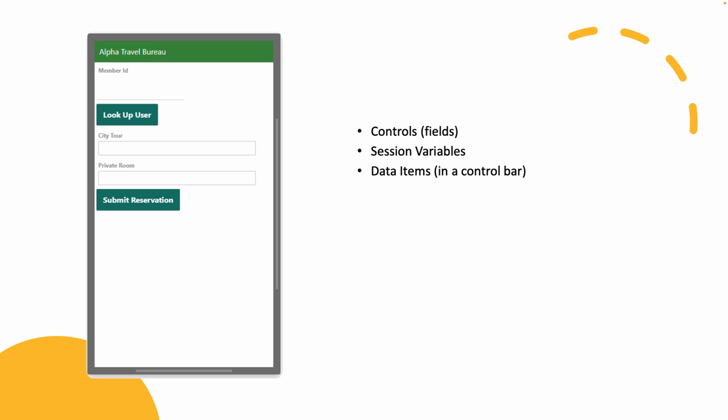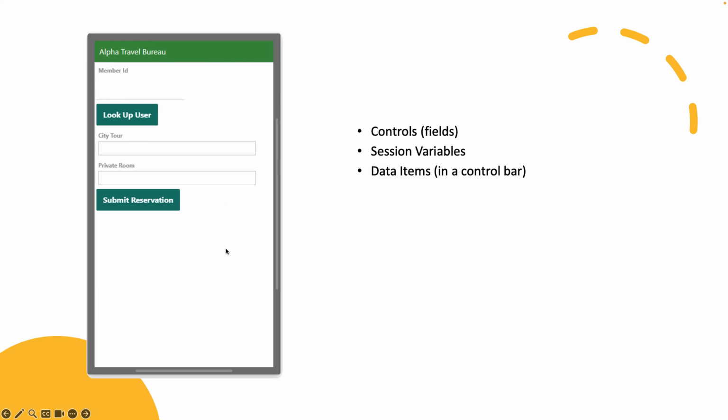So we're going to take a look at passing values within apps, and we're going to do it by taking a look at a really simple sample application that I have built called the Alpha Travel Bureau app. The Alpha Travel Bureau app basically works like this. You enter in a member ID, it looks up that member from a database, and it fills in some information. Some of it will go up here on the control bar, but some of it will be hidden from view. It'll be hidden behind the scenes, and it will be used to determine which fields should be hidden or displayed.